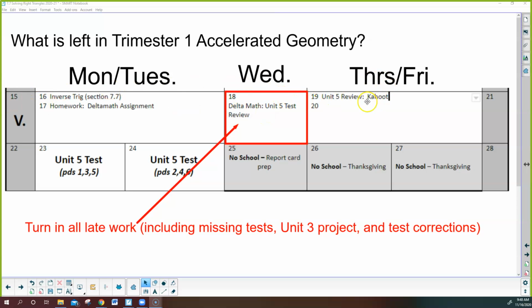On Friday or Thursday, I'll see you on Thursday, we're going to have an in-class Kahoot review. And then the homework that night will be to finish the review and then work on any missing pieces as well. And then our test is going to be on the 24th, Tuesday, and it's our Unit 5 piece. All right, and that's it for the trimester. It's almost done.